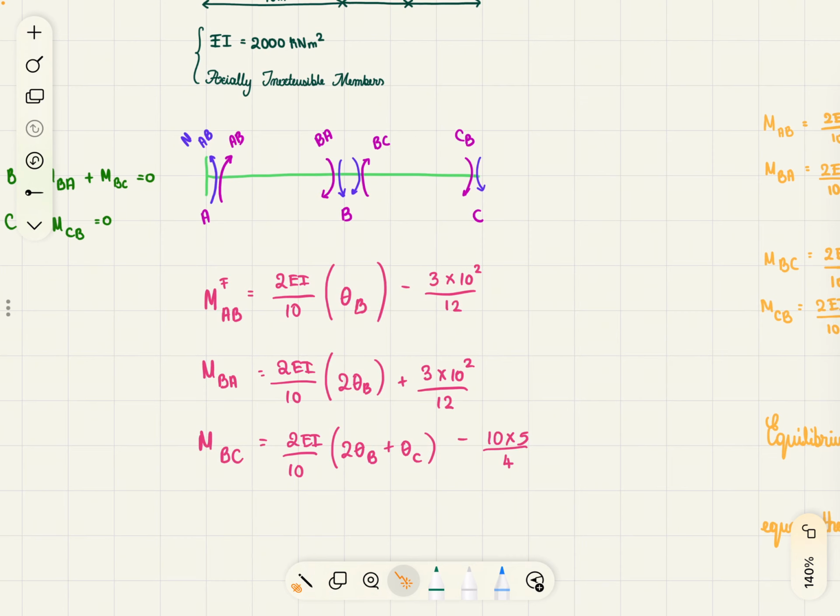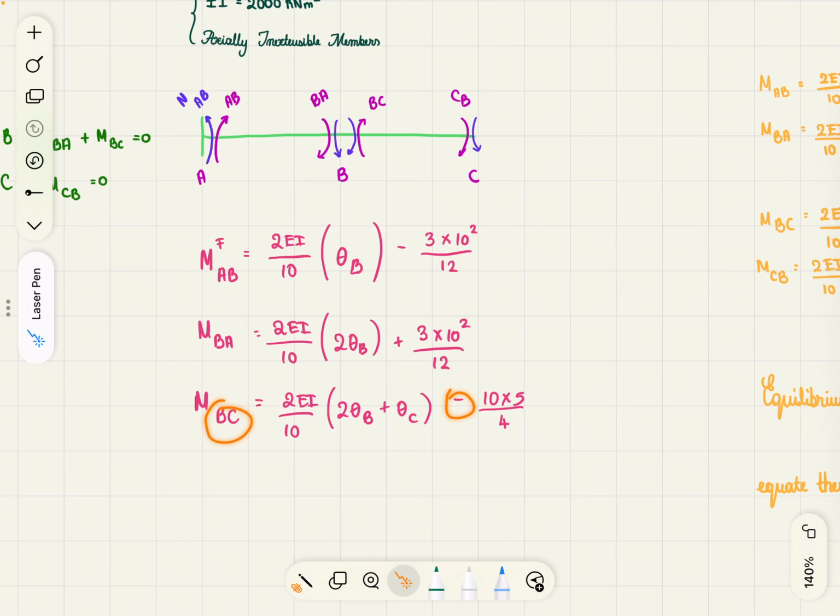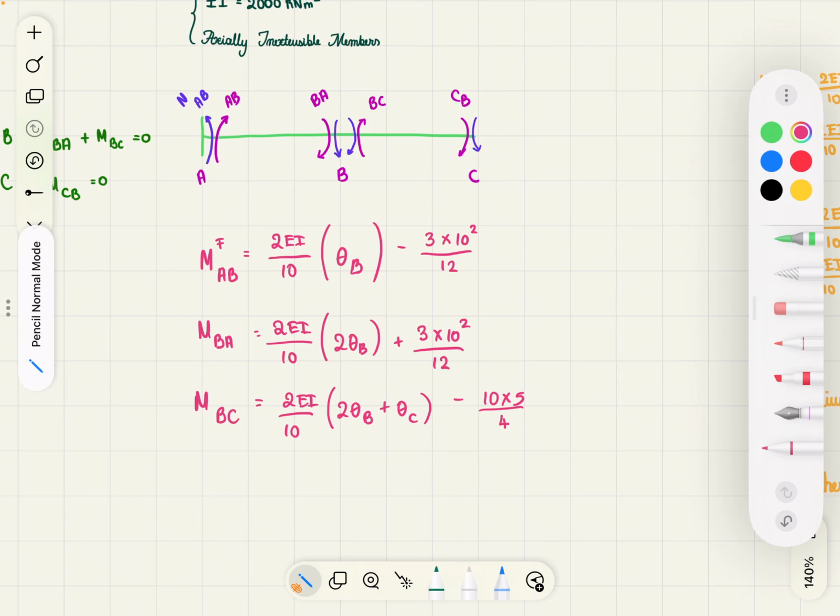So that's that. From B to C, negative. Basically from left to right, negative. Then you're going from right to left, and it's going to be positive. Equal and opposite, equilibrium. So that's BC. Now we need CB.